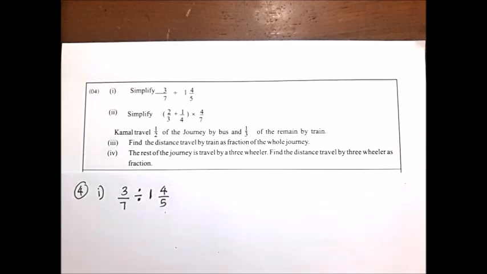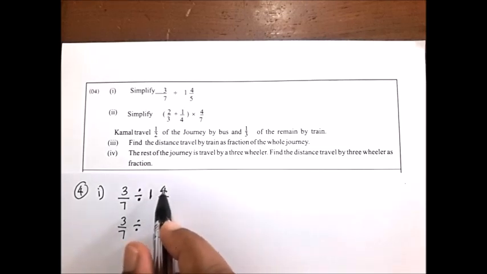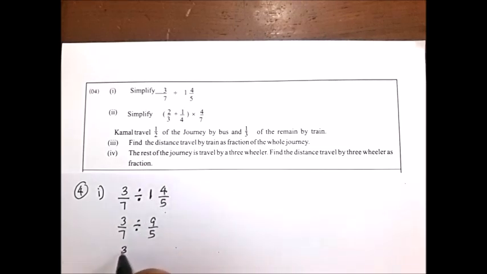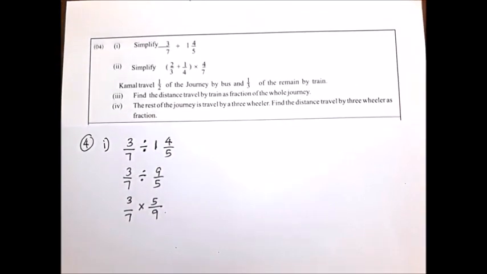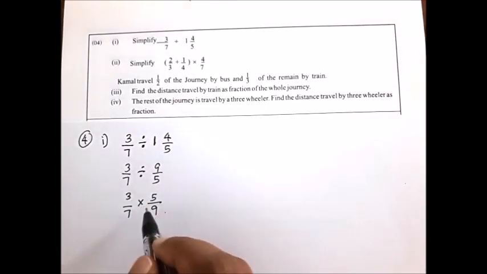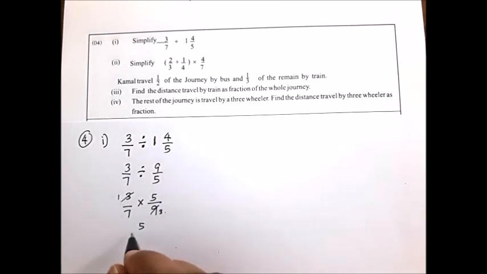Let's start the fourth question. First part. 3 over 7 divided by 1 and 4 over 5. First convert this into an improper fraction. 5 multiplied by 1, 5 plus 4, 9. 9 over 5. Then convert this division into multiplication and take the reciprocal of this fraction. 5 over 9. Then you can simplify 9 and 3. Here 1 and here 3. 1 multiplied by 5, 5. 7 multiplied by 3, 21.